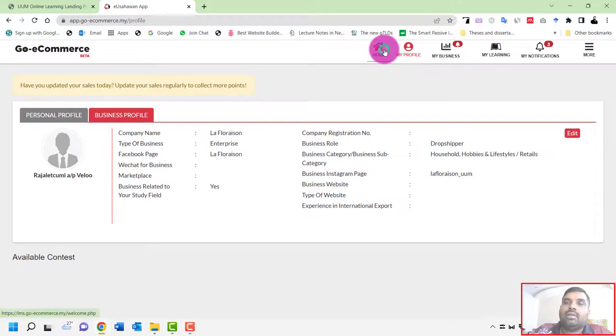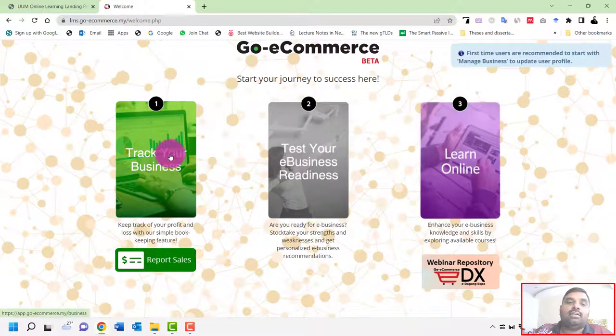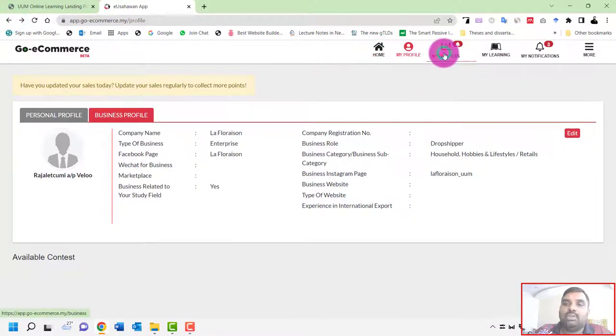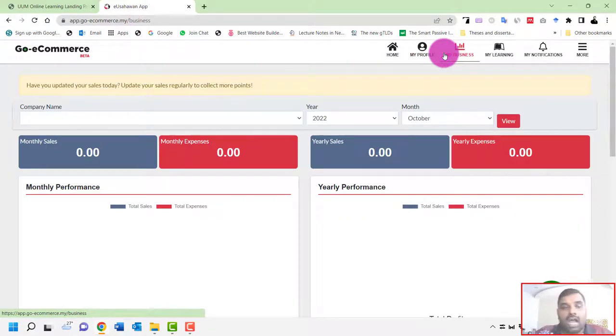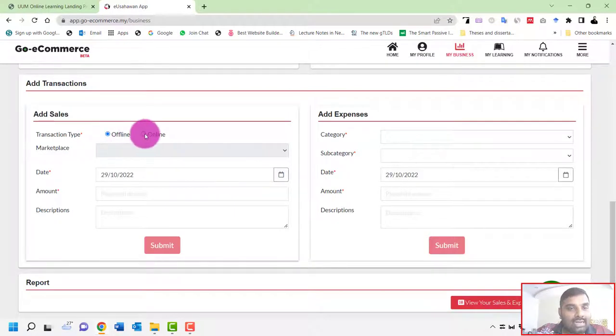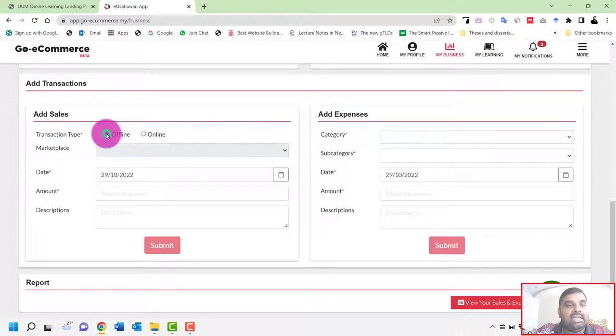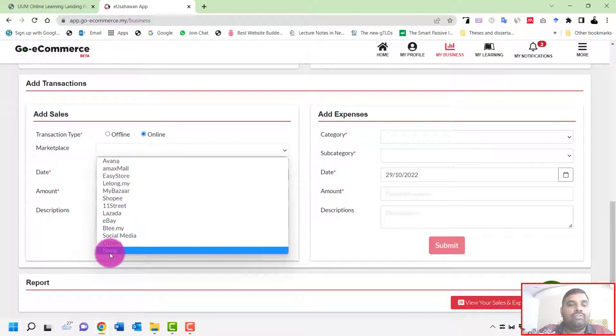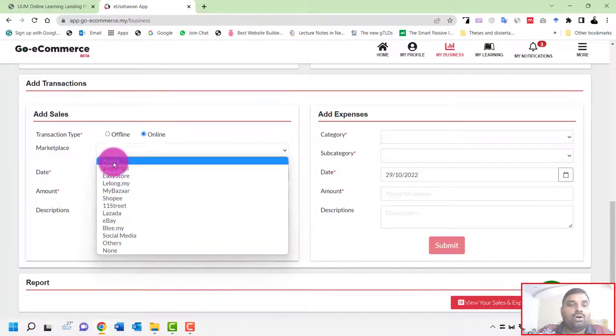Now we go to the business. Either you click home or you can click my business. So you see, it's going to be a portal like this, and you have to report your sales. Just click report your sales. If you are doing online, just click online. If you are selling offline, but promoting through online, and people are buying offline, face to face, just click offline. Up to you. And you have to choose the date. If you're online, you have to choose the platform. Which platform do you use? Social media or whatever platform.